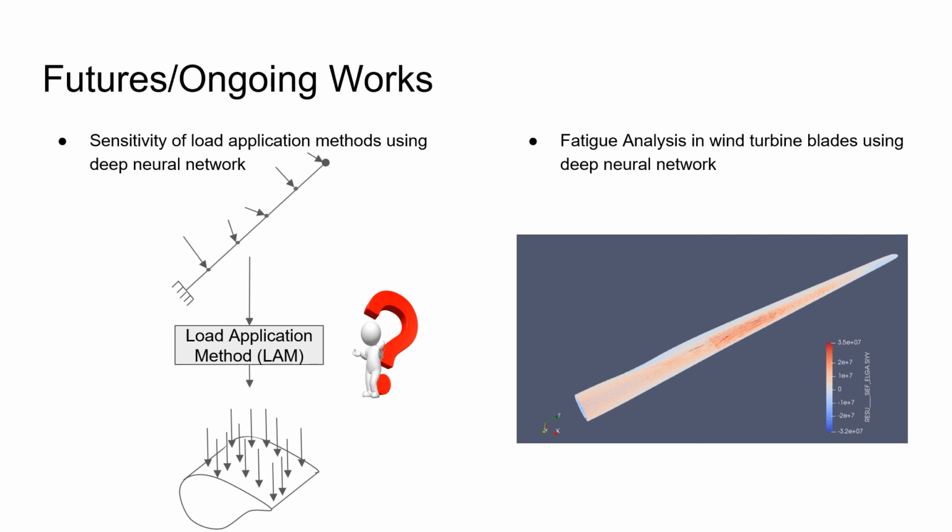As future and ongoing work, a global sensitivity analysis of methods that are used to transfer the loads from aero-elastic simulations to a 3D finite element model is performed, and then is used to select the one that introduces less variation to the output. Then, after this method is selected, a fatigue analysis is performed using deep neural network that will be used to analyze the reliability of the wind turbine blade.